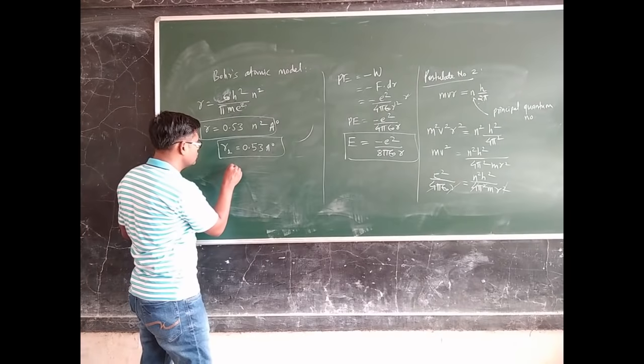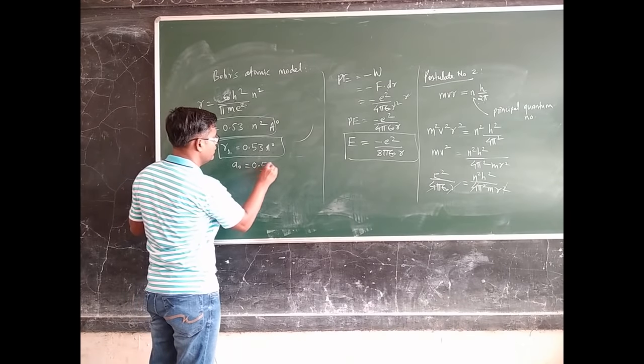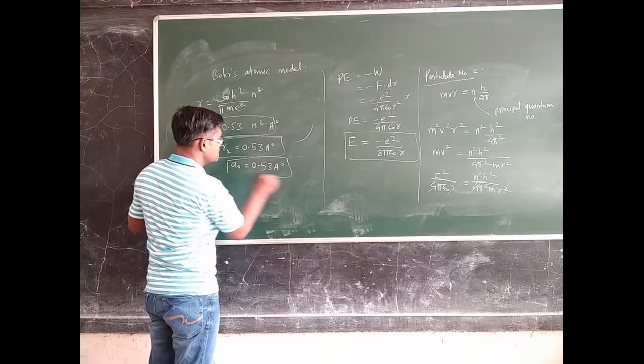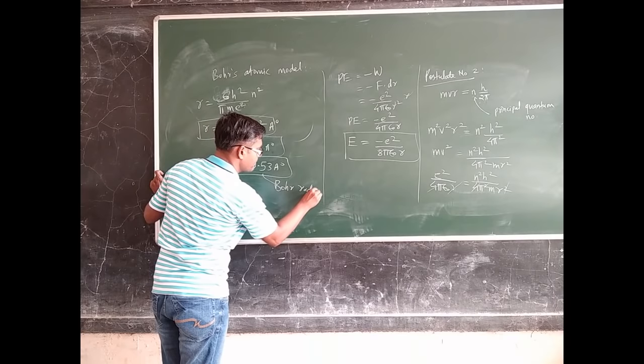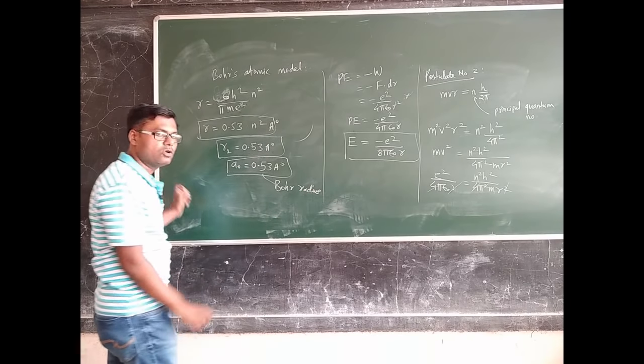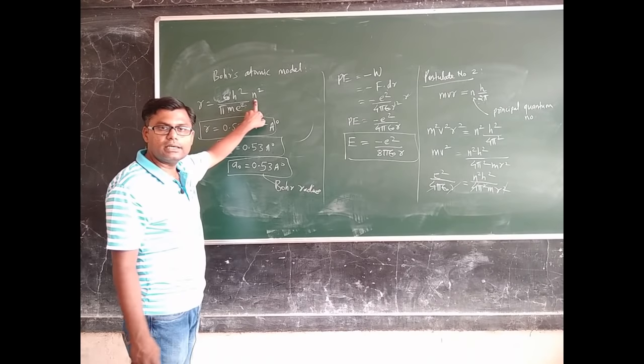Sometimes this radius is also denoted by the letter A0, and A0 is equal to 0.53 angstrom. This is called the Bohr radius. Okay, and again R is directly proportional to n square.